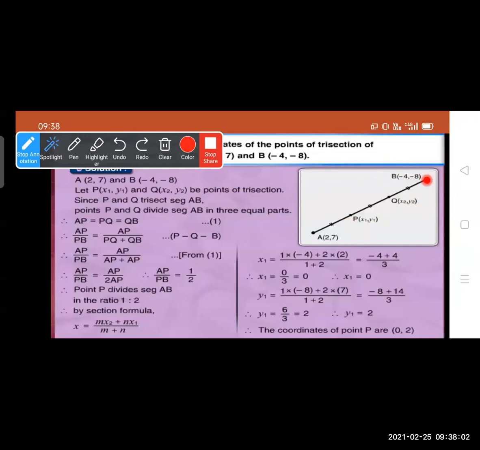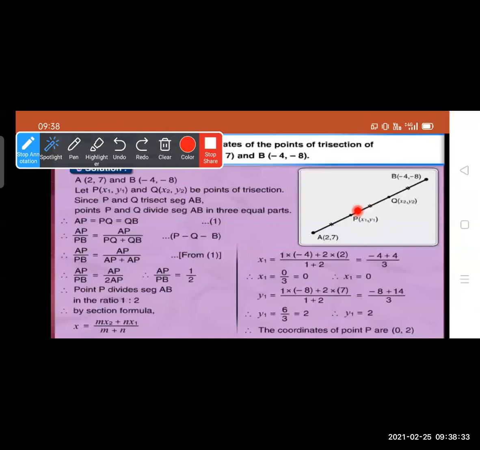So substitute here, replace it. So we get AP by PB is equal to 1:2. It's very important. From this ratio, we say that this point P divides AB internally in the ratio 1:2. Then it's easy. Apply the section formula, then you can easily find the P value.